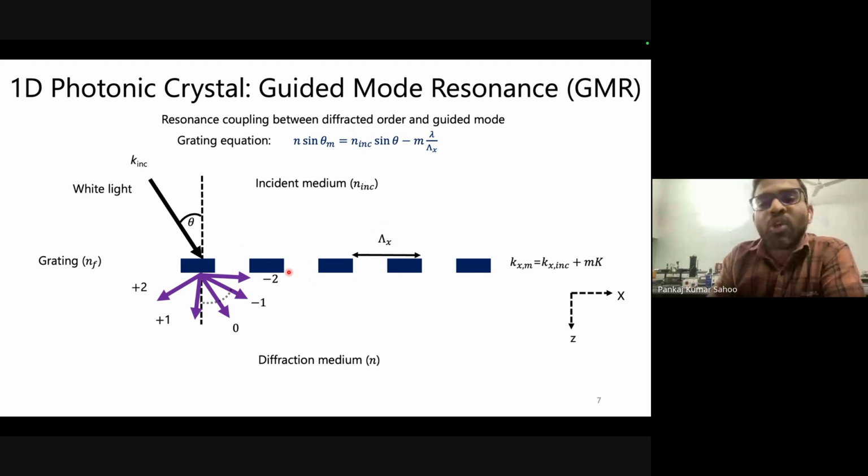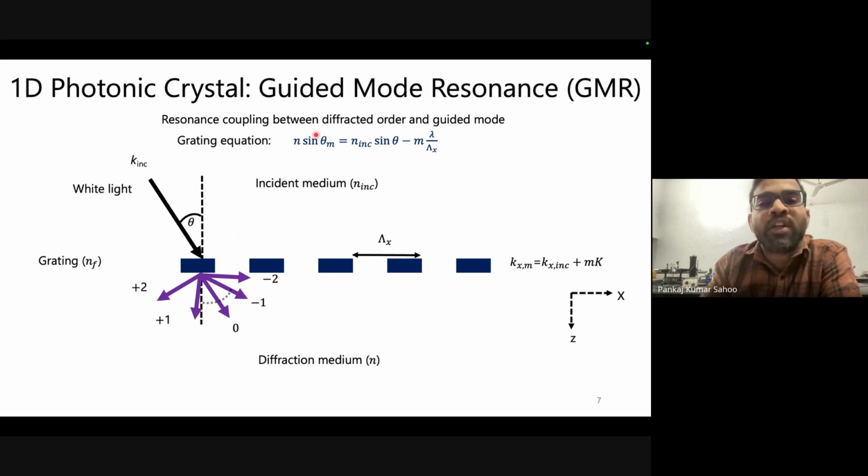So what happens when light is incident on this? We can definitely solve the Maxwell equations and get the allowed eigenvalues of what can be guided, the guided mode. But if we don't consider that, let's go to the simple UG level diffraction picture. What happens when light is incident on this grating? It depends on the grating equation.